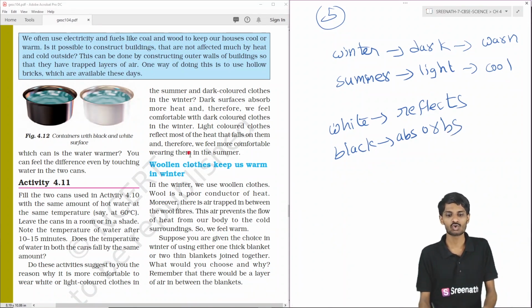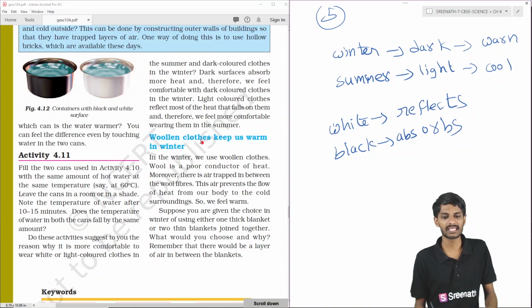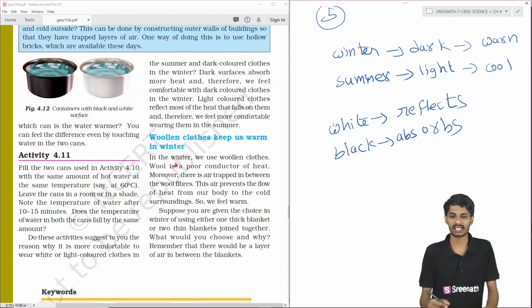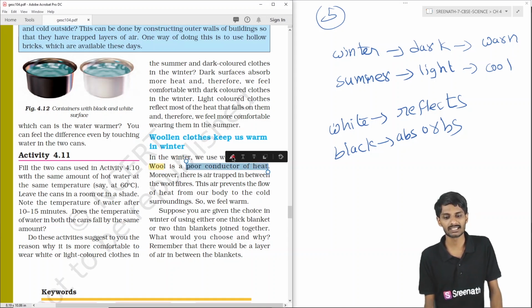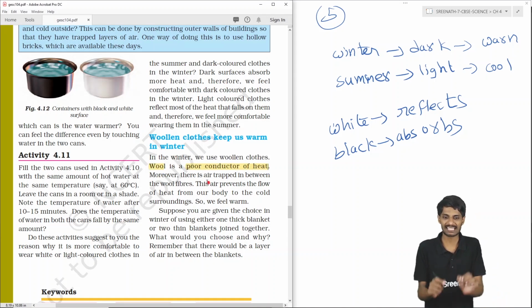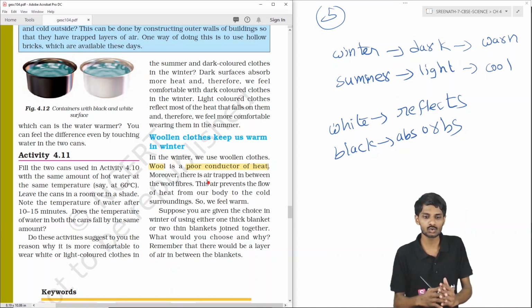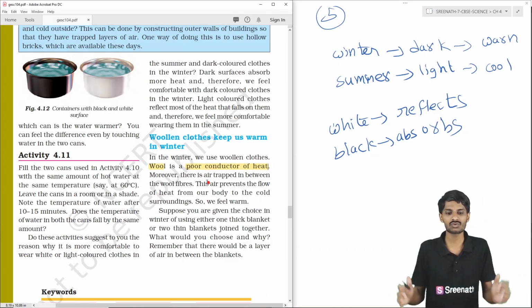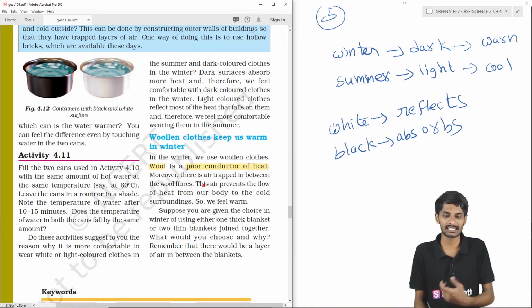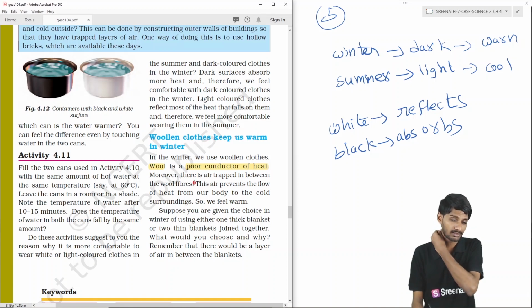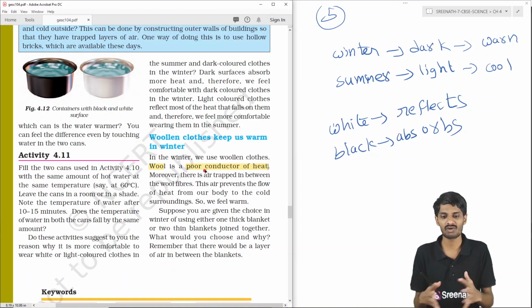Okay, students. So wearing woolen clothes keeps us warm. It feels somewhat warm in the winter. Why? Because wool is a poor conductor of heat. It does not allow heat to go on. That's why we feel that heat is trapped here. That's why we will feel somewhat warm, students.